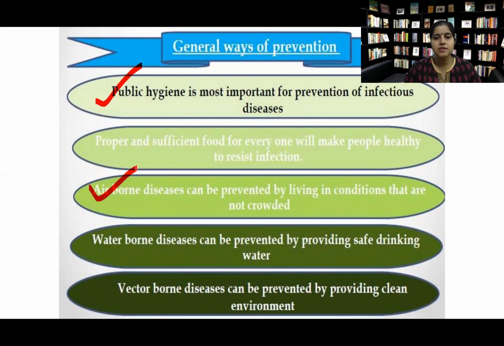And waterborne diseases: we should be very, very careful while drinking water. We should not drink uncovered water. We should not drink contaminated water, so that we can prevent waterborne disease from spreading. And vector-borne diseases can be prevented by providing a clean environment. Like malaria, if we use mosquito repellent cream and do proper fogging near our surroundings, we can prevent the spreading of vector-borne diseases. So these are the general ways of prevention.